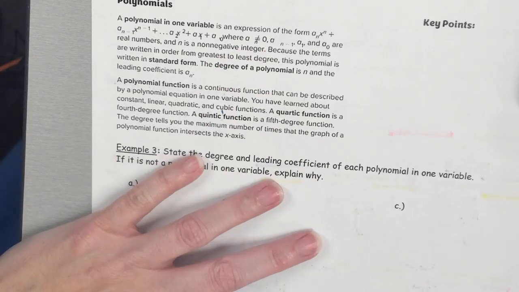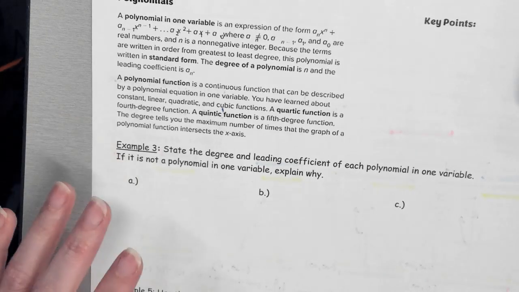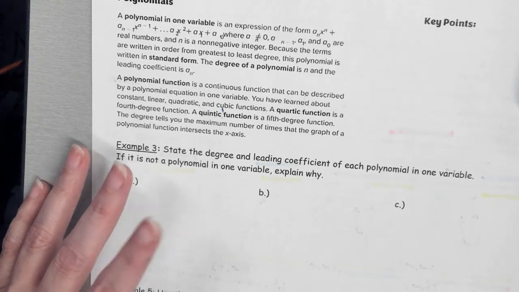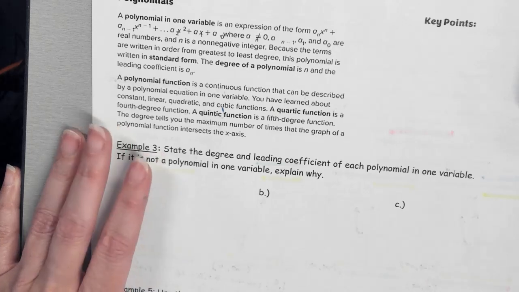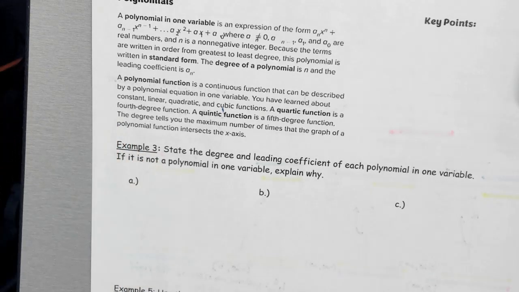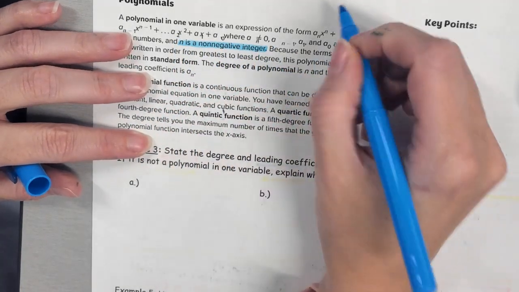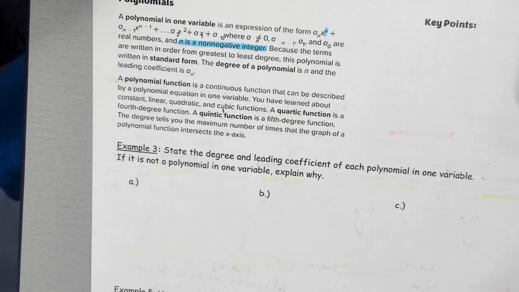Okay, and then it tells you that a cannot be 0. A sub n minus 1, a sub 1, and a sub 0 are real numbers. Those are just coefficients. And then n is a non-negative integer. So we're going to talk about that part. N is a non-negative integer. Okay, so n is the degree of your polynomial.